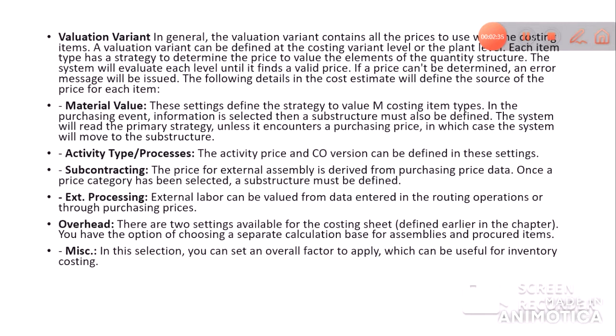Material value. These settings define the strategy to value M costing item types. In the purchasing event, if information is selected, then a substructure must also be defined. The system will read the primary strategy unless it encounters a purchasing price, in which case the system will move to the substructure.